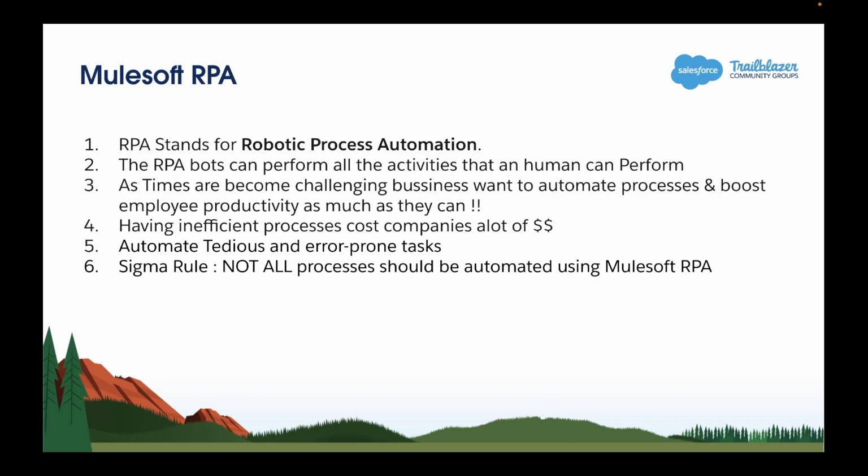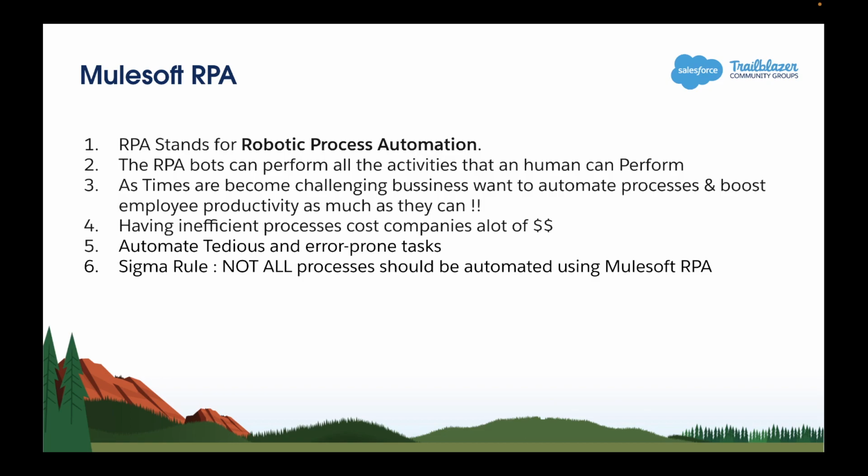Because of which, companies are moving on to automation. Now, having inefficient processes costs companies a lot of money. The range lies between lakhs to crores, and it's not a single figure, it can become more and more if companies don't automate their solutions currently.